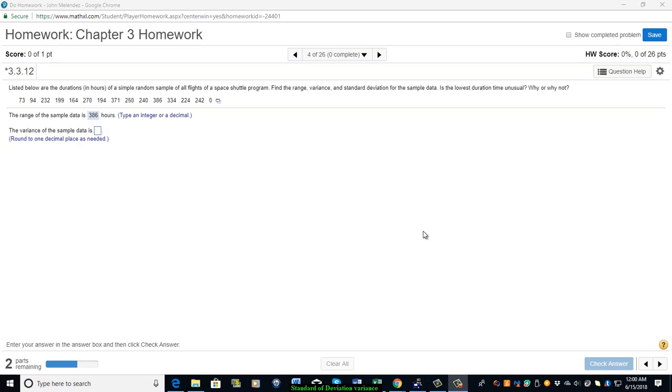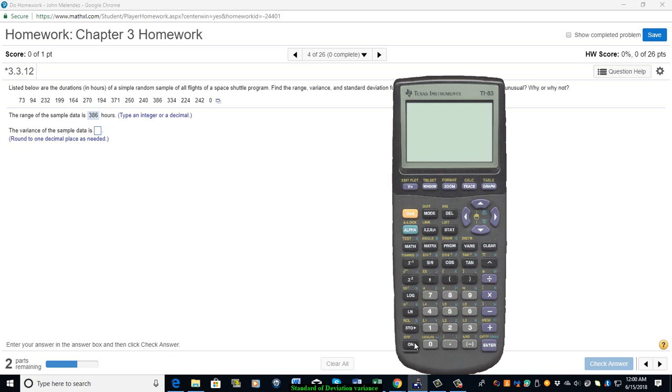Number one, we want to find the range. So the way to do that is we go to our calculator, we turn it on, we go to Stat and Edit, we enter the numbers. Now the numbers were entered here, and after that we sort them from least to greatest.